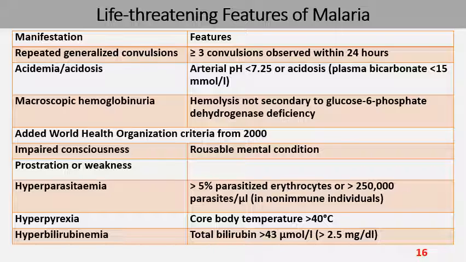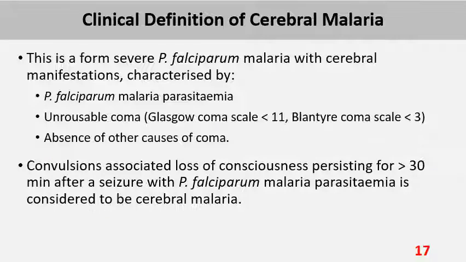Hyperpyrexia is another feature of severe malaria. It's defined as core body temperature of greater than 40. And the last one is hyperbilirubinemia, which is defined as total serum bilirubin of more than 43 micromole per liter, I beg your pardon, or greater than 2.5 milligram per dL of bilirubin. Before we go on, I would like to make clarification on clinical definition of cerebral malaria.